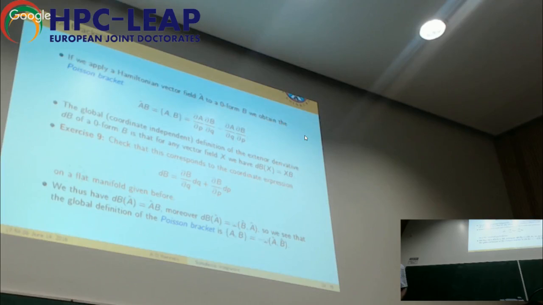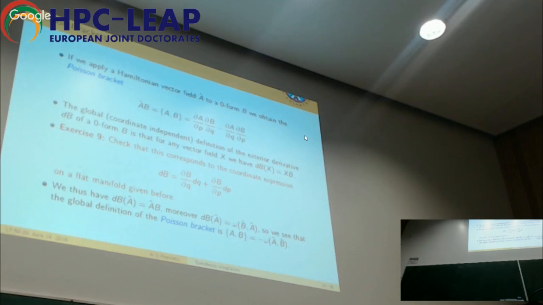Now, if we apply a Hamiltonian vector field, this is not necessarily one from a Hamiltonian, so the word Hamiltonian only appeared once. So with Hamiltonian vector field A hat for any zero form A, we apply it to a zero form B. Okay, so this is linear. It's a vector field, so it's a linear differential operator applied to a function. So that makes sense. So A hat applied to B, which we will call the Poisson bracket of A and B, is dA by dP dB by dQ minus dA by dQ dB by dP.